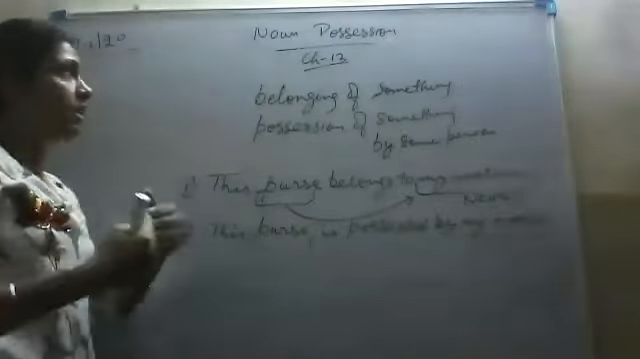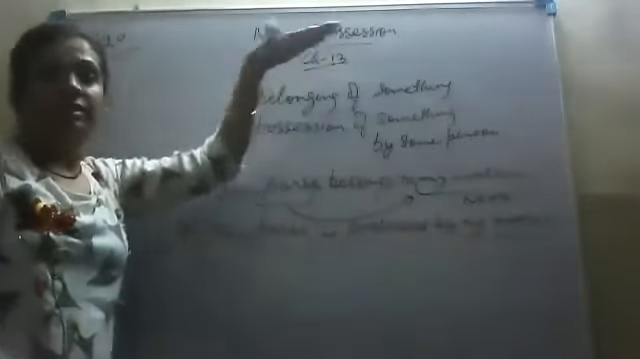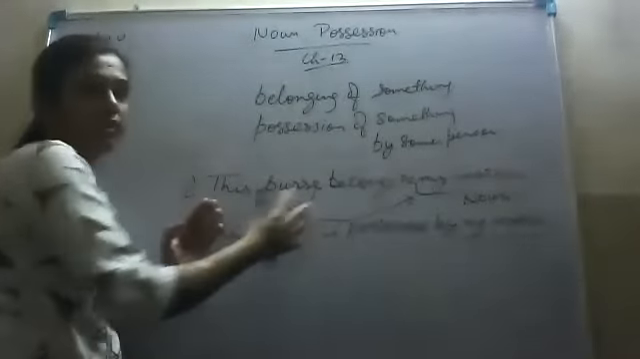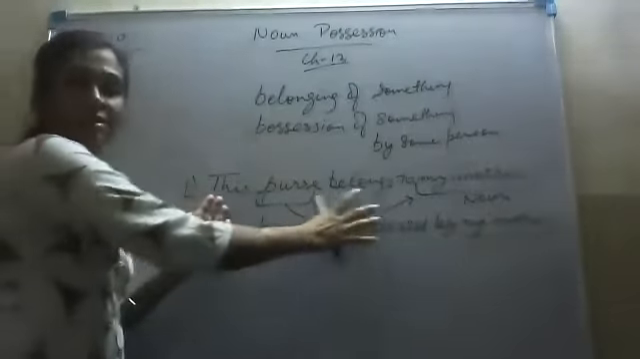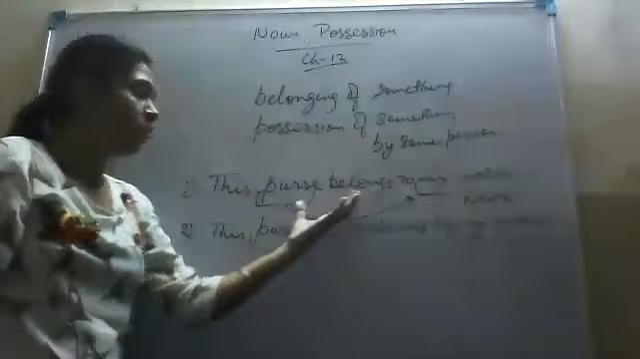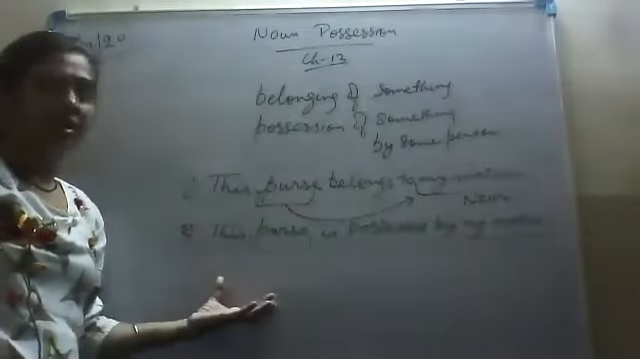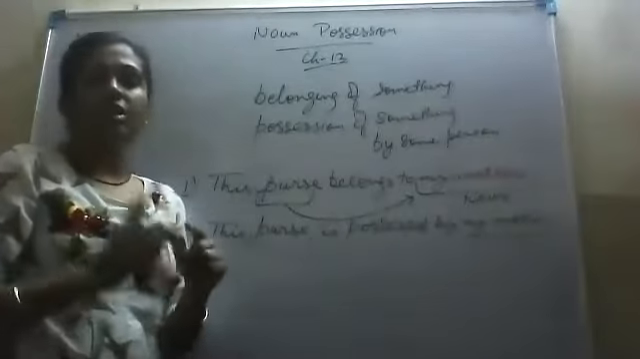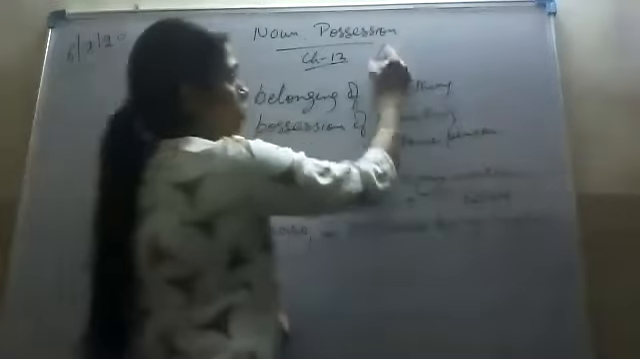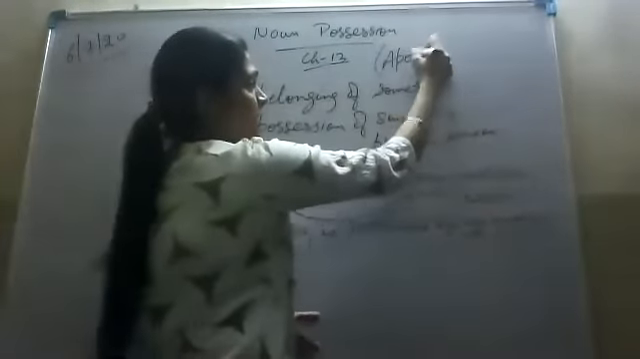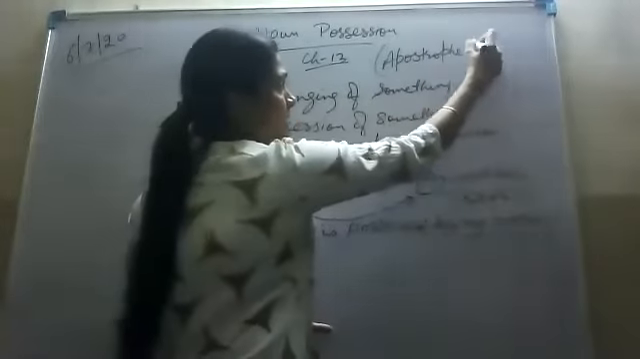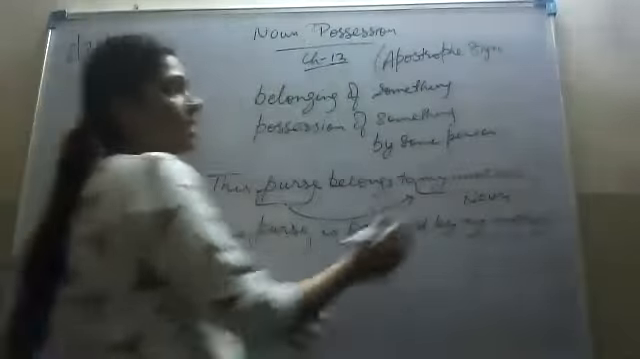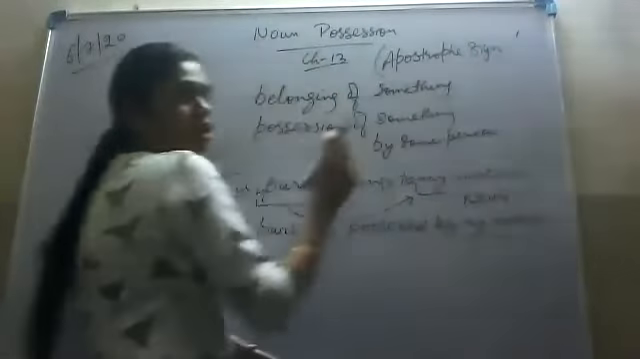But when we are doing noun possession, what is the difference? We only change the form of writing it. The meaning is the same, but we change the form of writing this expression. To write this expression in a different way, we use an apostrophe sign. Now, what is this apostrophe sign? It is a small slash on the top of the line.